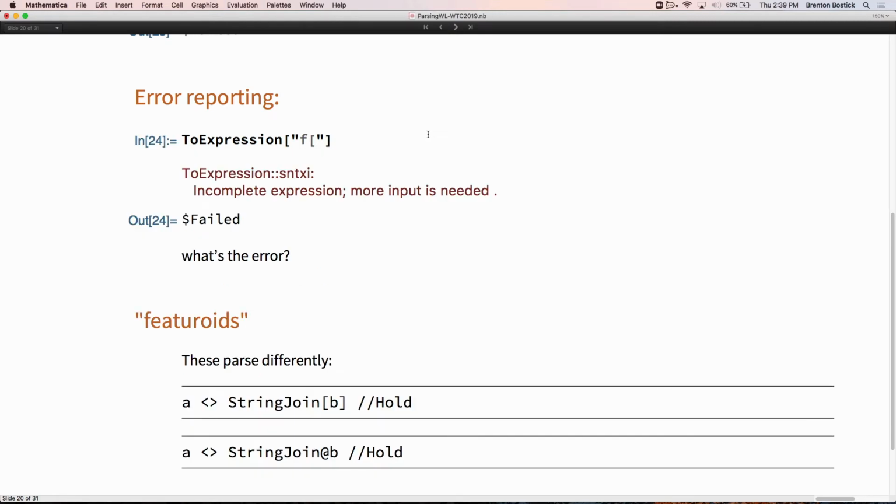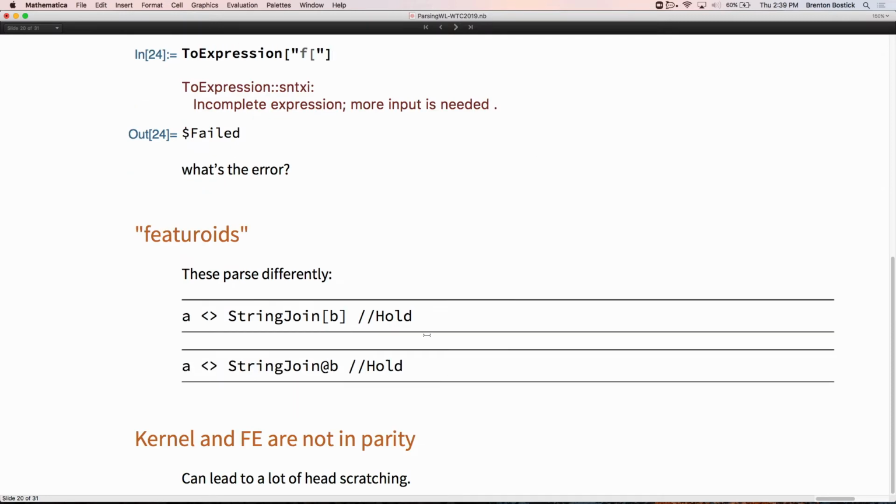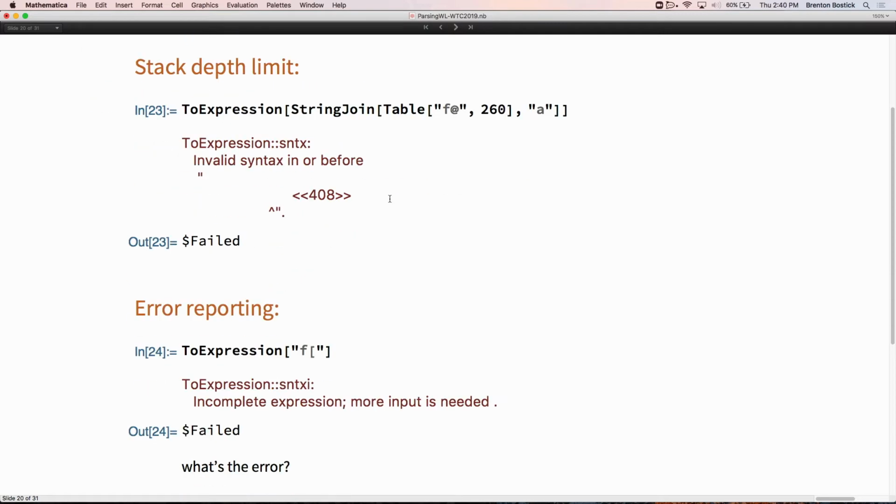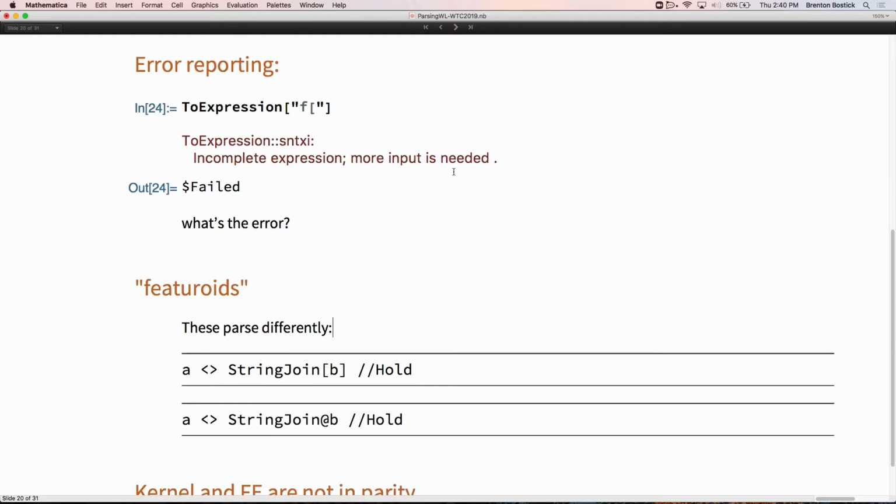You get an error, what's the error? Because, I mean, I know there's no reporting, and weird things like this parsing differently than this in the kernel. Yeah. So the kernel and the front end are not completely in parity, which can lead to a lot of head scratching. And so I think these are all good motivations for a new parser where you could achieve parity and address all of these points in some way.